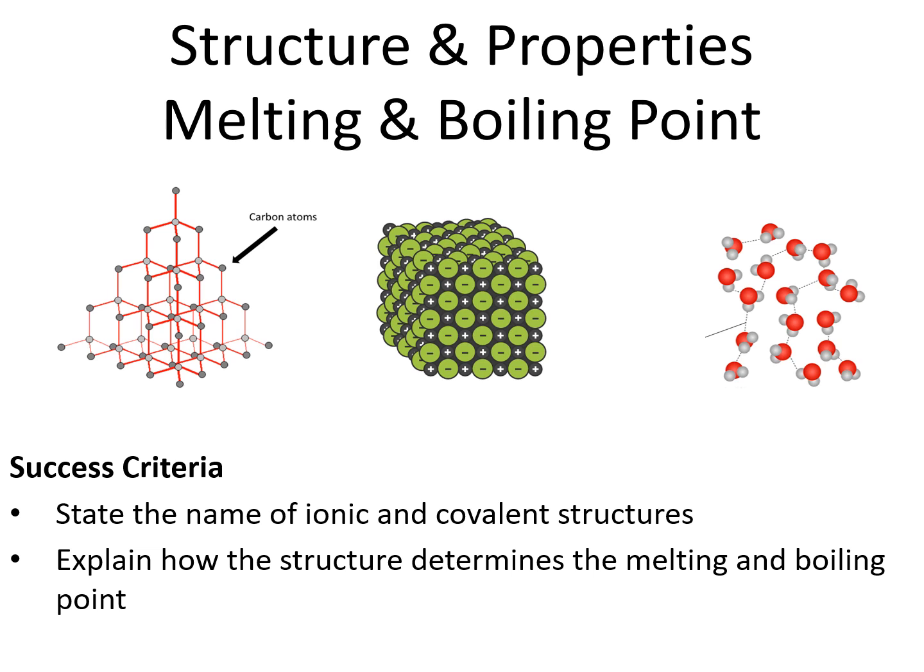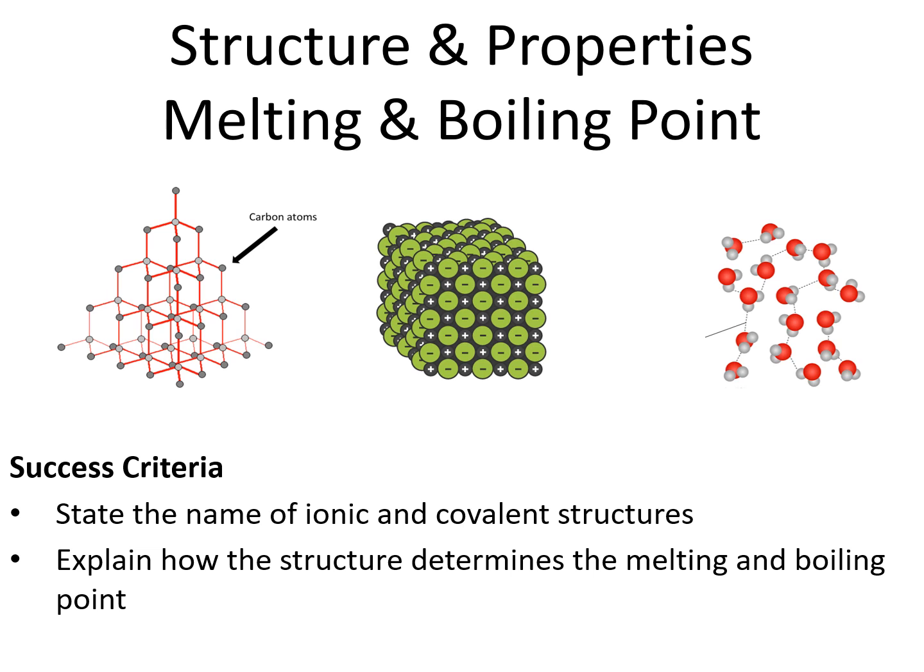So that's the lesson over. We're going to have a couple of past paper questions just to help you out. So we've stated the name of our ionic and covalent structures. We have an ionic lattice, we have a covalent network, and we have a covalent molecular structure. We've explained how the structure determines the melting and boiling points.